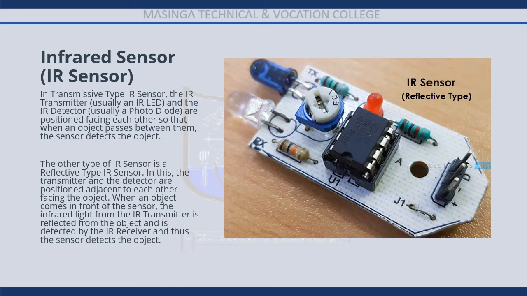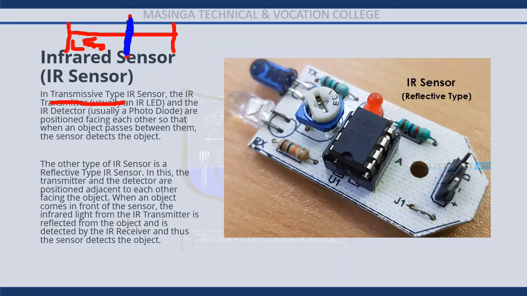The most basic form of an infrared sensor is the transmissive type infrared sensor. It consists of an LED and a receiver. The emitter and the receiver will be transmitting a signal between them. When an object interrupts this signal, the sensor is able to pick up on the change, the interruption of the signal.